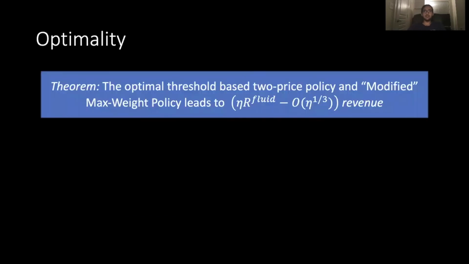You can indeed show that the optimal threshold based two price policy and the modified max weight policy leads to η R fluid minus η^(1/3) order of revenue. That means the revenue loss from the fluid revenue is η^(1/3). If you divide the revenue by η and take the limit as η tends to infinity, you indeed converge to R fluid. The theorem also says that the rate of convergence is η^(-2/3).